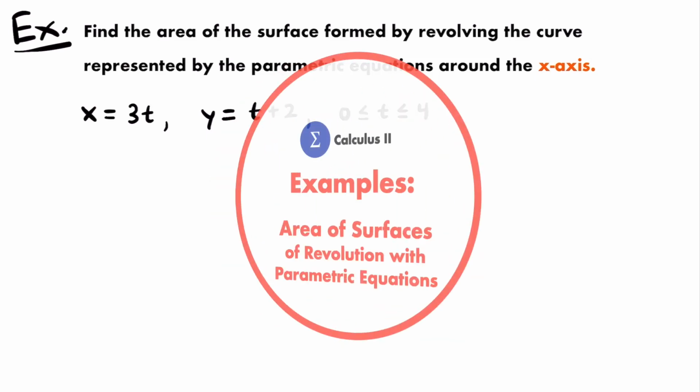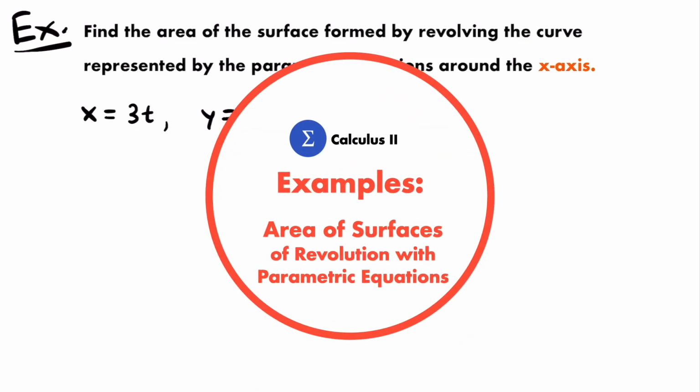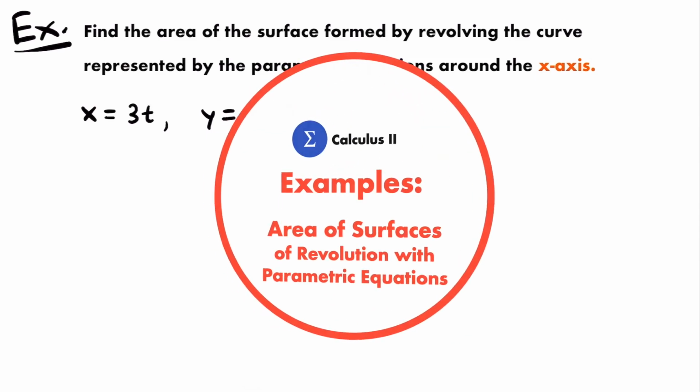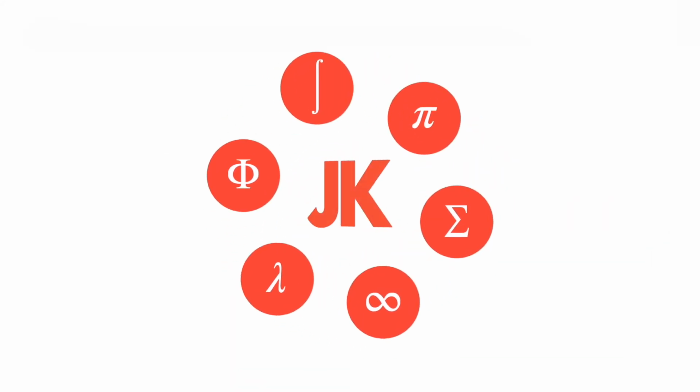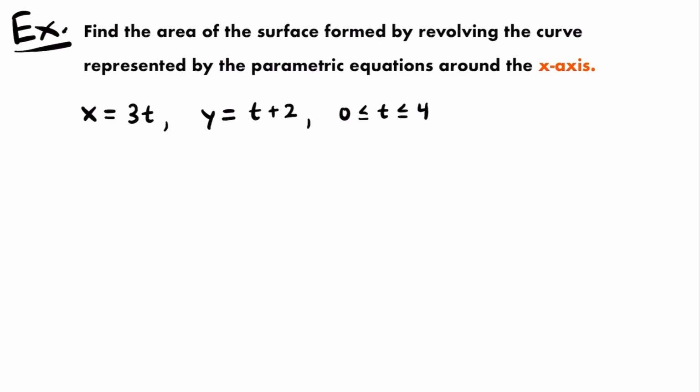Welcome back. In this video, we're going to look at examples of finding area of surfaces of revolution with parametric equations. Let's get to it. All right, so here's our first example.